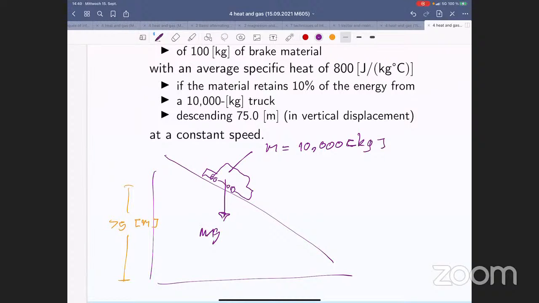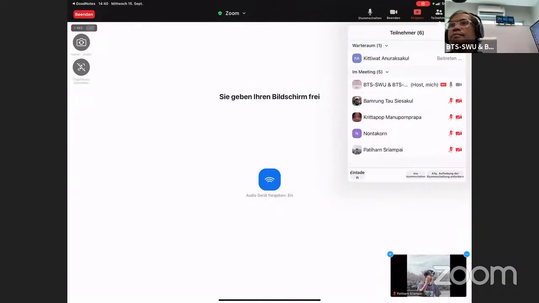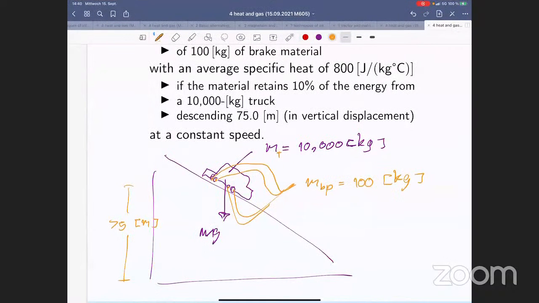And what else? The brake pad material inside the wheel. This is the mass of the truck, and the mass of the brake pad is 100 kilogram, so it's part of that. And let's see what's going on.